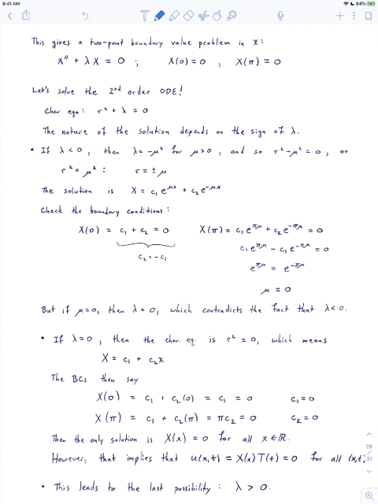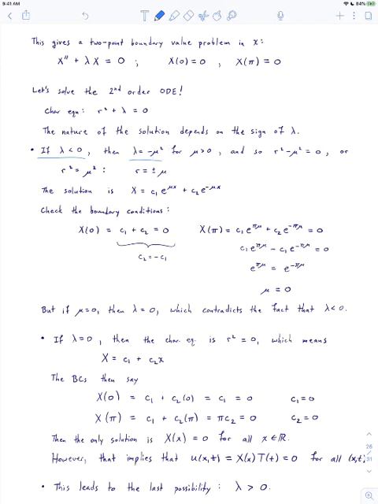The first case is when lambda is negative. So if lambda is negative, then let's write it as lambda is equal to minus mu squared, where mu is some positive number. Mu squared is necessarily positive, so if you put a minus sign in front of it, something's necessarily negative. So since lambda is less than 0, we're just writing lambda as the opposite of some necessarily positive number.